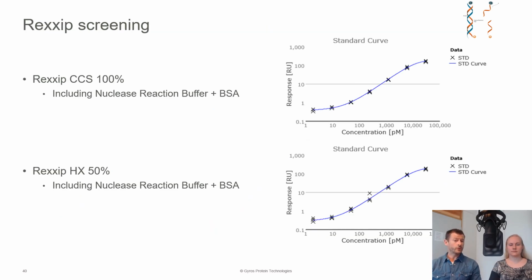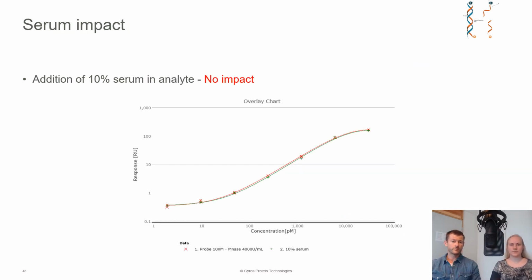Then, in order to further improve the precision of the assay, we screened different Rexyn buffers at different dilutions, and the two presented here, the H6 and the CCS, gave the best precision data. So we chose to continue using Rexyn CCS at 100%, also mixed with nuclease reaction buffer and some BSA. We also tested adding 10% serum to the analyte just as a stabilizing agent, but this didn't have any effect on the assay.